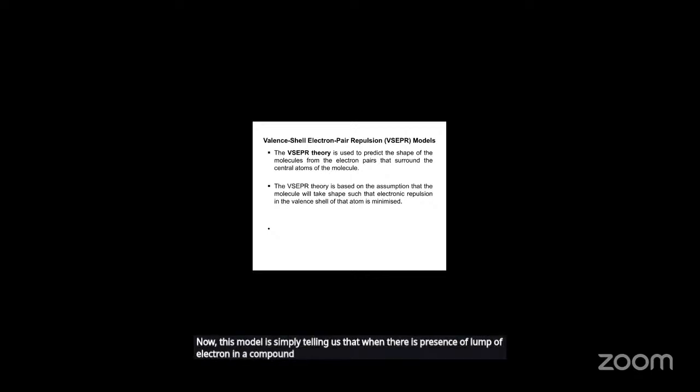Now, this is the last model we want to talk about. We are talking about valence shell electron pair repulsion theory. This is a theory that determines the shape. Remember, we talked about hybridization, which was valence bond. This one is now valence shell electron pair. This model is simply telling us that when there is presence of a lone pair of electrons on a central atom in a compound, there's a tendency that the expected shape of the compound can change because of repulsion between the lone pair of electrons and the electron pairs.